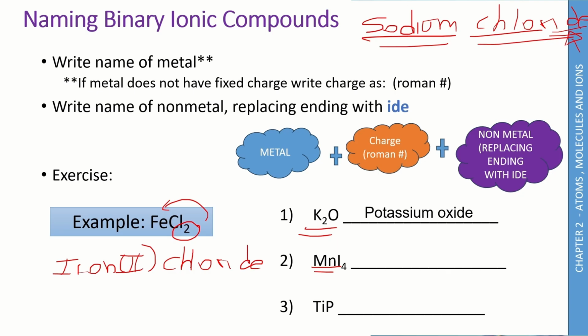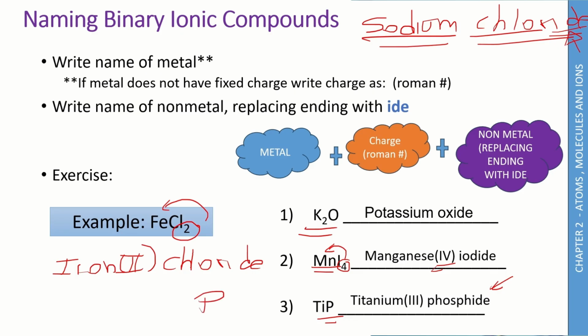Manganese. Look at the charge over here. That's a transitional metal, so the charge is 4. Manganese 4 iodide. What is this? Titanium phosphide. Okay? So how do I know?